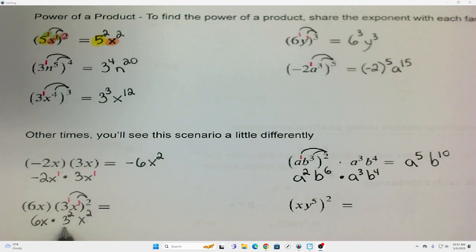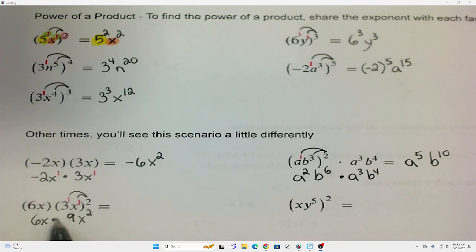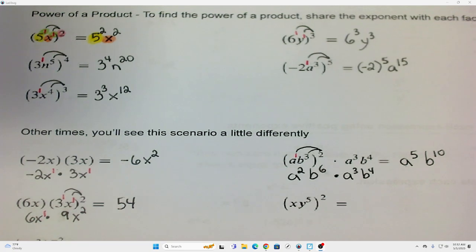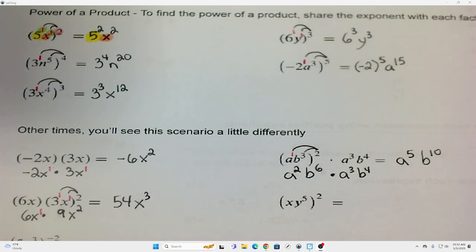In this situation, I need to go ahead and figure out what 3 to the second power is. 3 to the second power means 3 times 3. So it's a 9. So 6 times 9 is 54. And now we have to take care of the x's, x to the second, and I don't see an exponent here, but I know it's a 1. And 1 and 2 together is 3, so it's x to the third power.